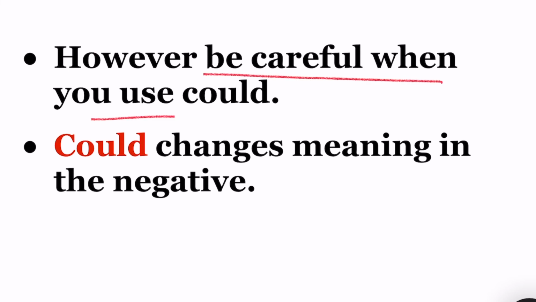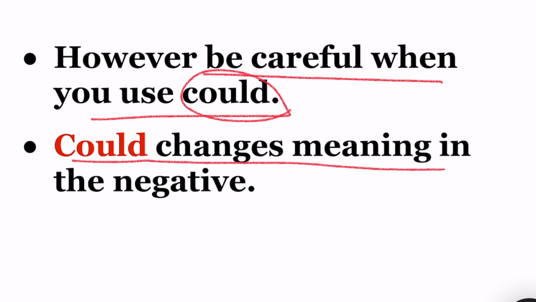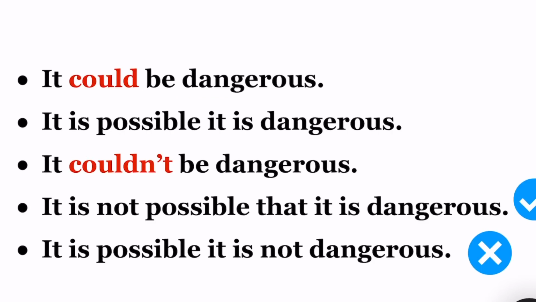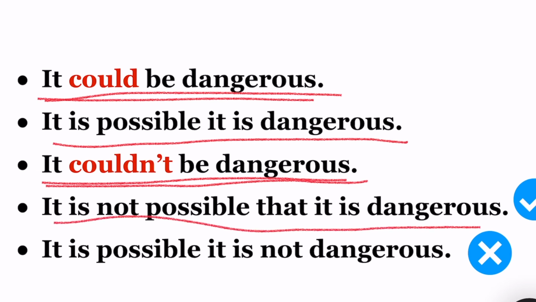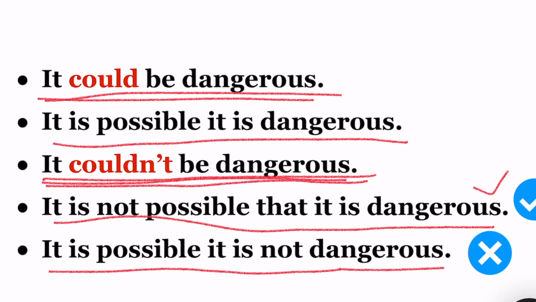However, be careful when you use could as a modal verb. Could changes meaning in the negative. Look at the example here. It could be dangerous. It could be dangerous means it is possible it is dangerous. It couldn't be dangerous is the negative form of it could be dangerous. It couldn't be dangerous means it is not possible that it is dangerous. This is the correct meaning for it couldn't be dangerous. It is possible it is not dangerous is not the meaning.